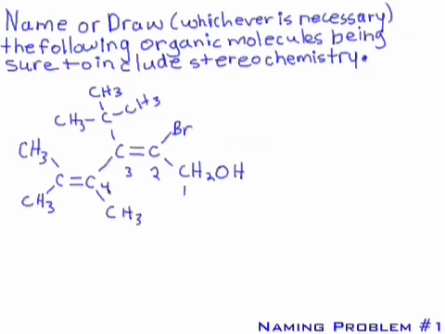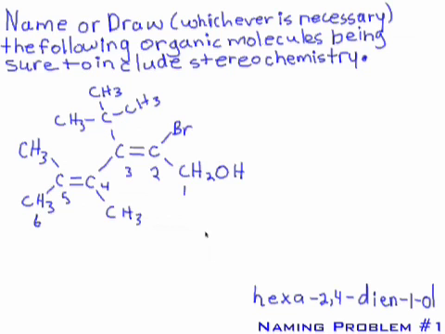Numbering to give the highest priority group the lowest number, we get hexa-2,4-diene-1-ol is the one required. And the answer is yes, because the alcohol could appear anywhere along the chain. So hexa-2,4-dien-1-ol.